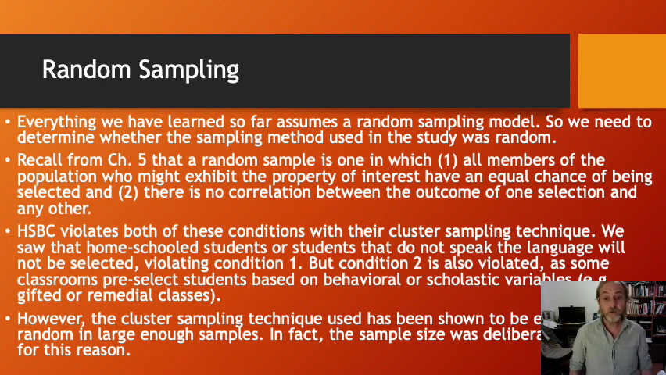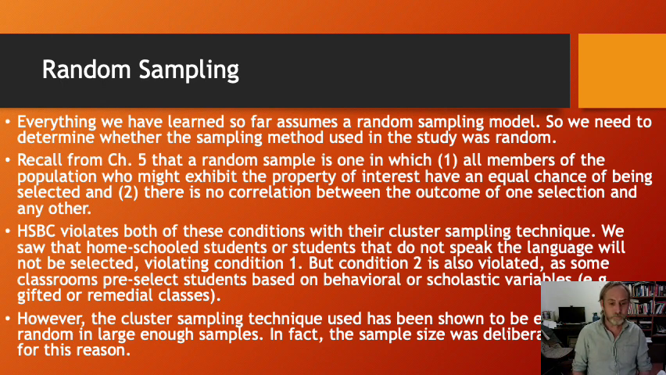And condition 2 is also violated, because classrooms often select students based on certain behavioral or scholastic variables. So you might have all the honors students in one classroom, or you might have remedial classes. So that's going to mean that it's possible that some of the responses that you get on these surveys will be correlated with each other. If children who are unhealthy, for example, miss a lot of school and have to be in the remedial class, you may be finding more children responding unhealthy in that classroom. So there's a correlation there.